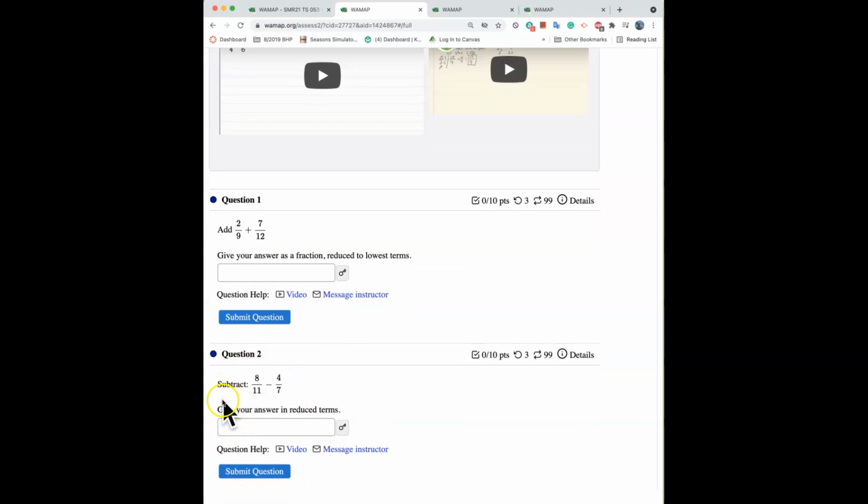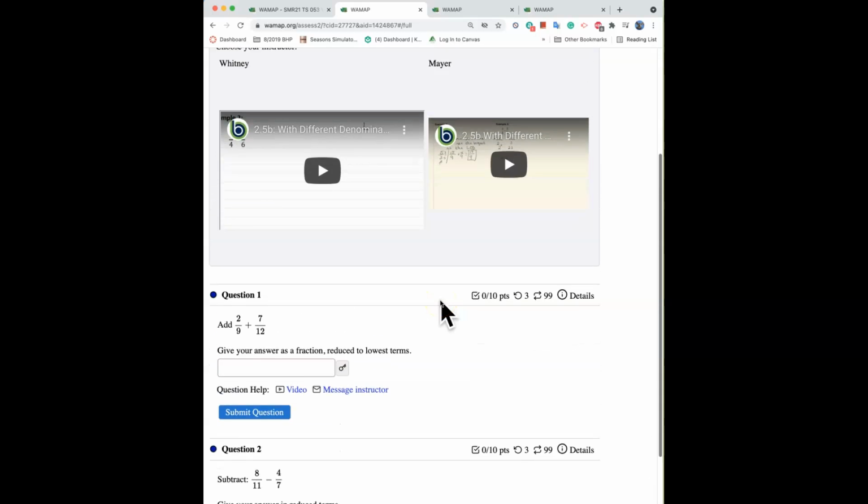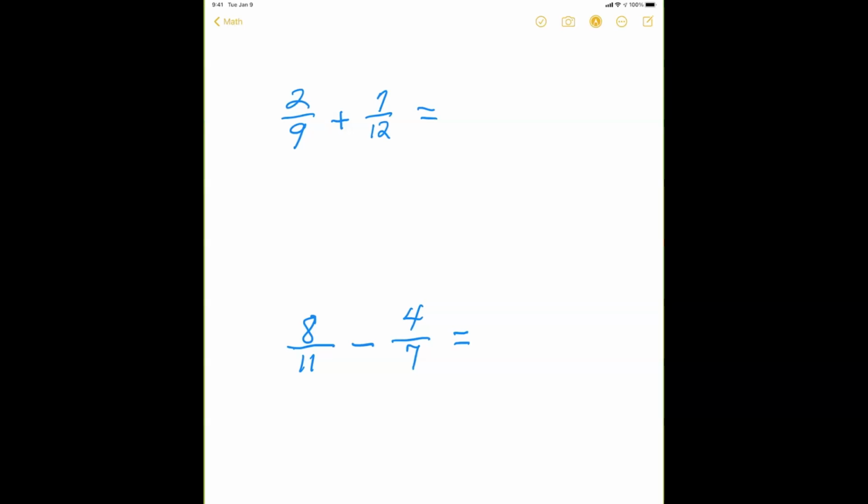Second question, subtract 4/7 from 8/11. So 8/11 minus 4/7 is equal to what? And we're going to need to find equivalent fractions because whenever we do addition or subtraction anywhere in arithmetic, we have to find like terms so we can subtract them or add them together. Let's take a look at what these look like on the tablet.